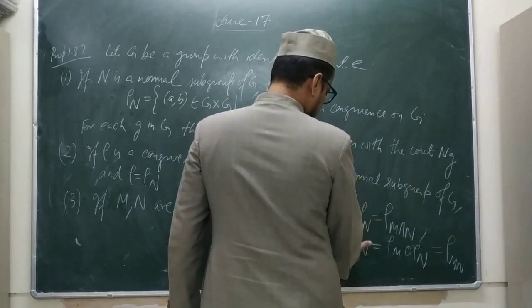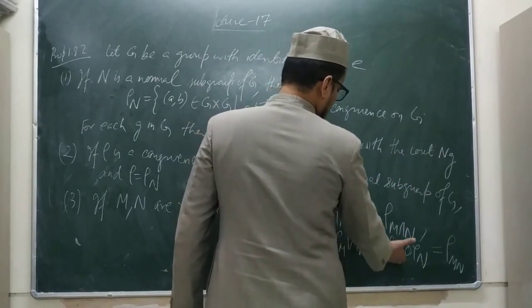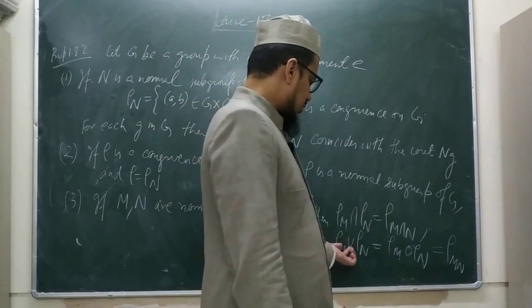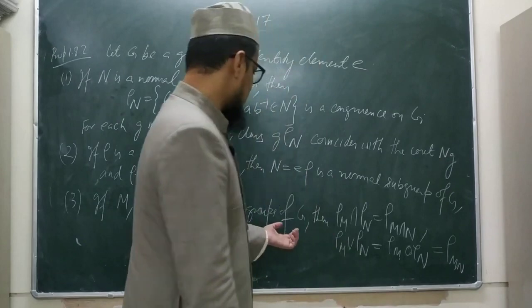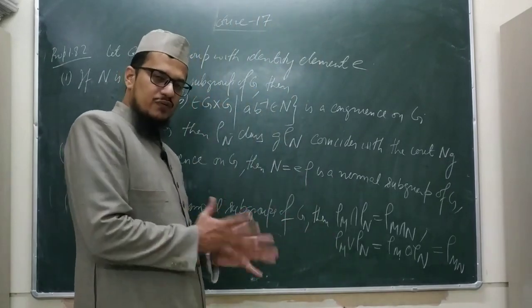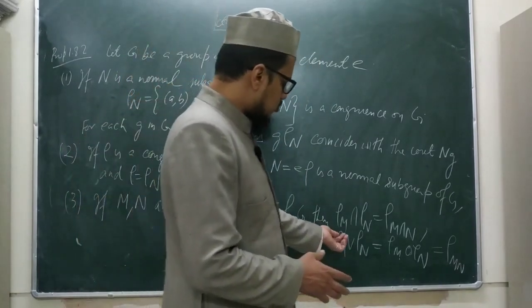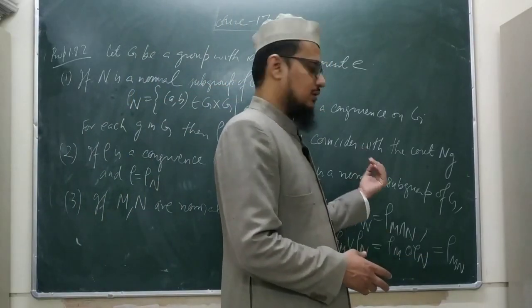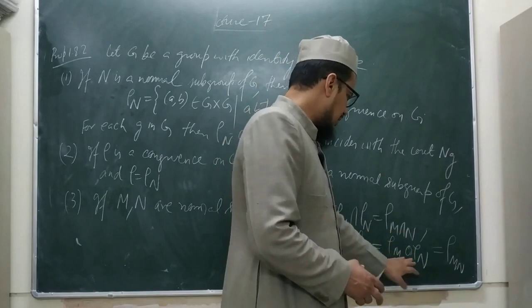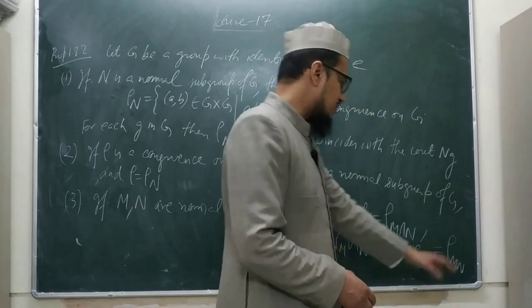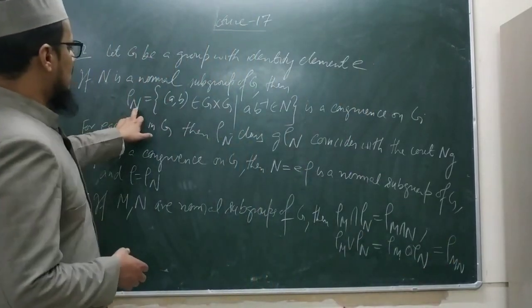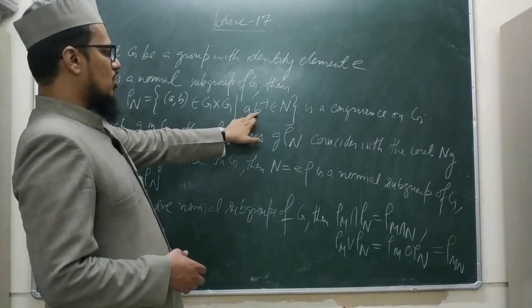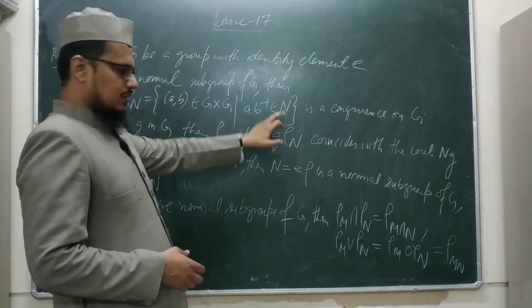After that, we have to prove that rho M join rho N is equal to rho M composition rho N. Of course, we know that rho M join rho N, since these are congruences on a group, these congruences commute with each other, correct? So rho M join rho N will be equal to rho M composition rho N, as we have already seen. So basically we have to prove rho M composition rho N is equal to rho MN. And what is rho MN? Rho MN is (a, b) belonging to G cross G, such that ab inverse belongs to MN, correct?